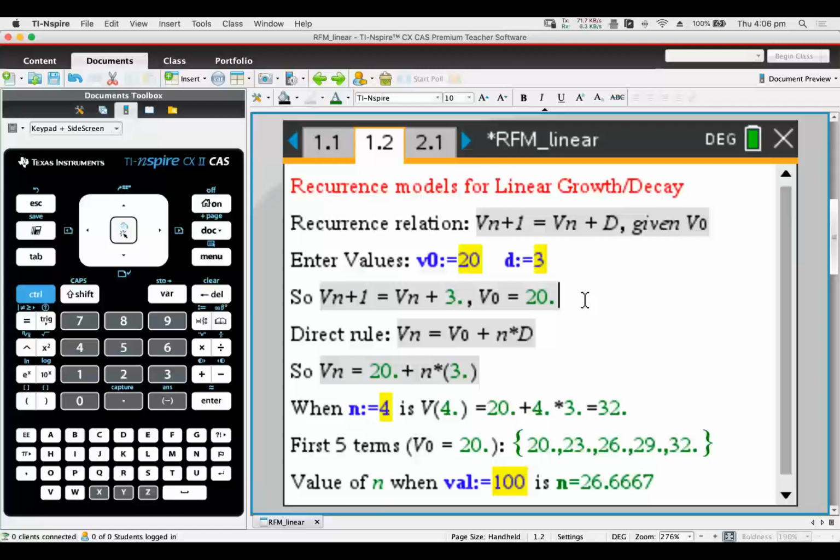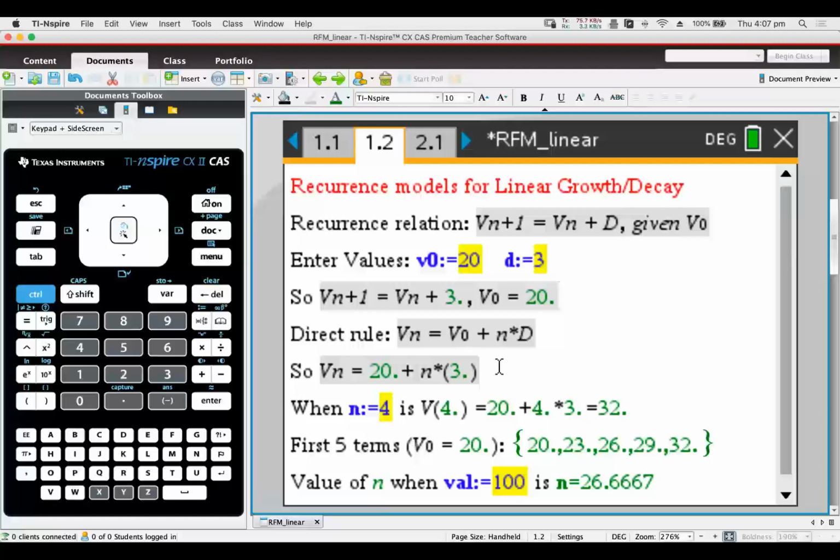Now, as I said, it's good if there's a direct rule. For example, what if you wanted to know what the 17th term here would be? What happens if you want to know when the thing reaches a value of 200 or 1,000? You don't want to be pressing enter and then counting how many times you can do it. So this direct rule is pretty much what we did on the previous screen. That is, the nth value, or v of n, is equal to the starting value, v of naught, plus n times the number of differences.